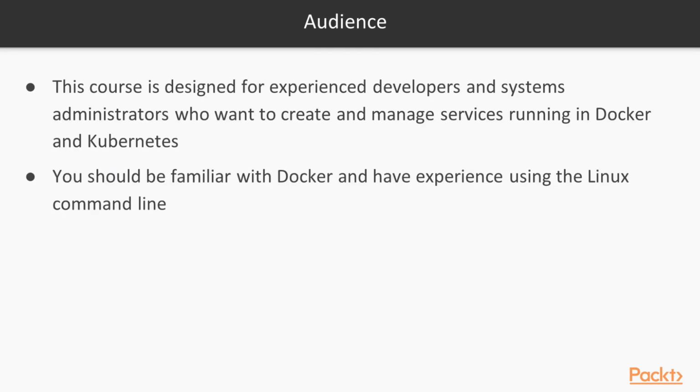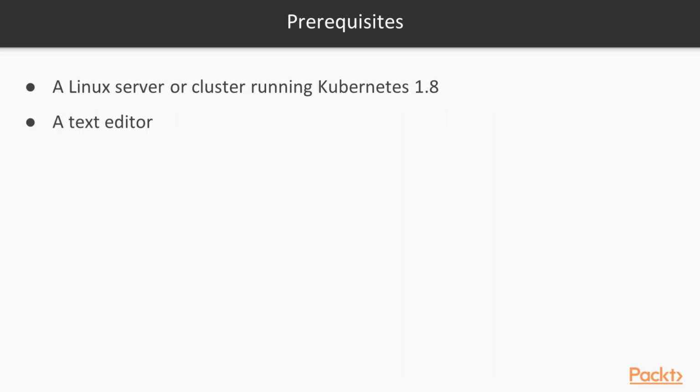This course is designed for experienced developers and systems administrators who want to create and manage services running in Docker and Kubernetes. You should be familiar with Docker and should have some experience using the Linux command line. To run the examples in this video series, you will need a Linux server or virtual machine running Kubernetes 1.8. You will also need a text editor such as Emacs or Vi. Many of the examples use Ceph to provide persistent storage. Other storage providers can be used instead.